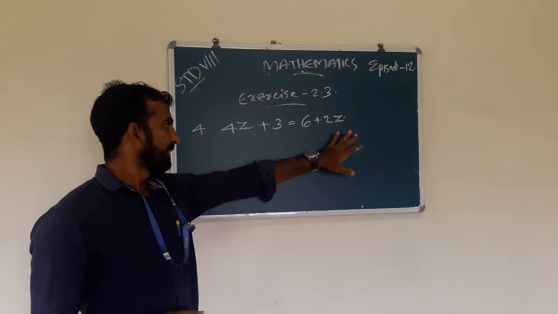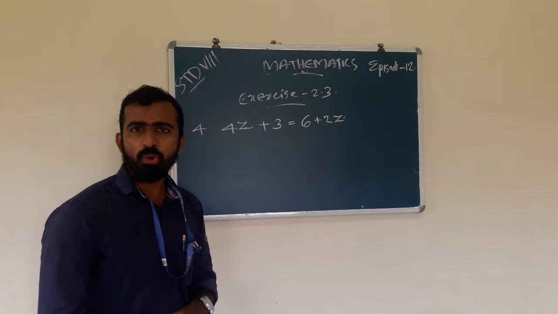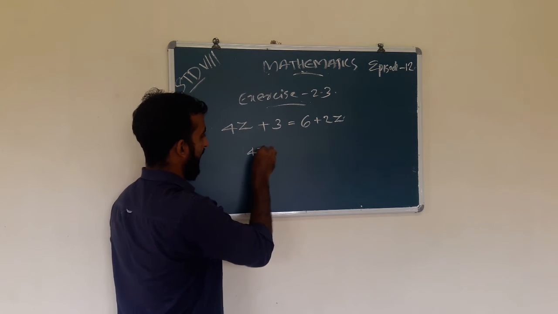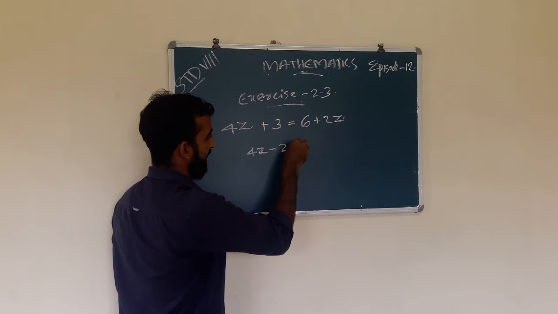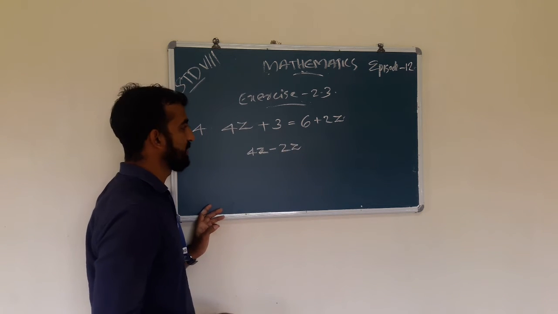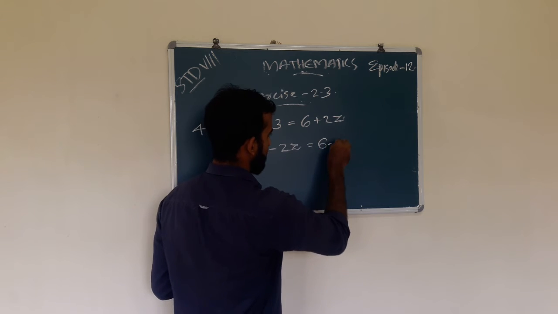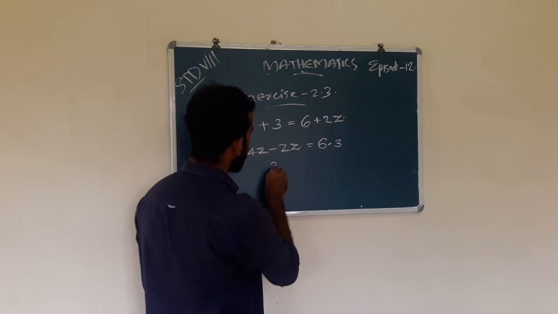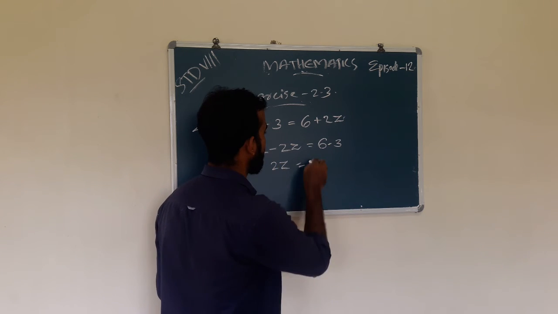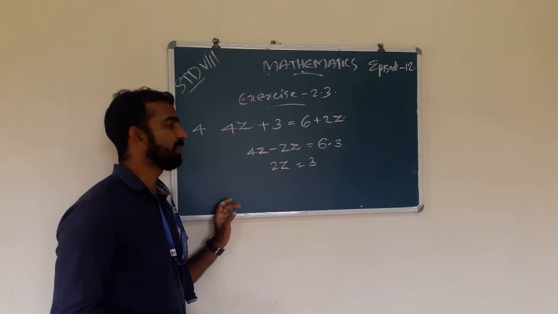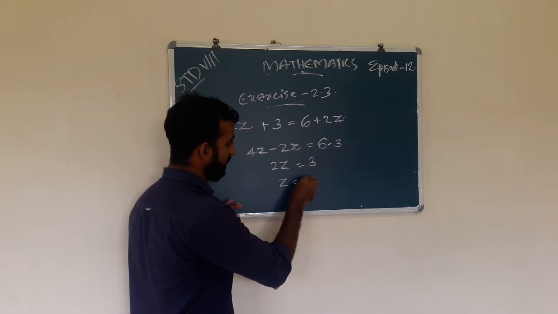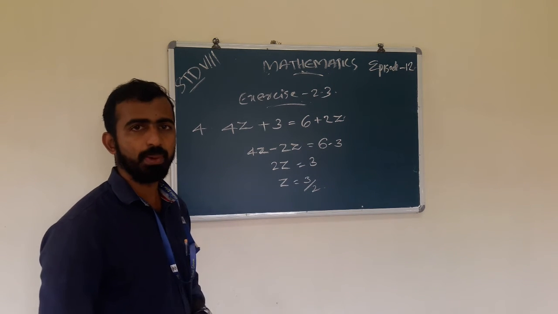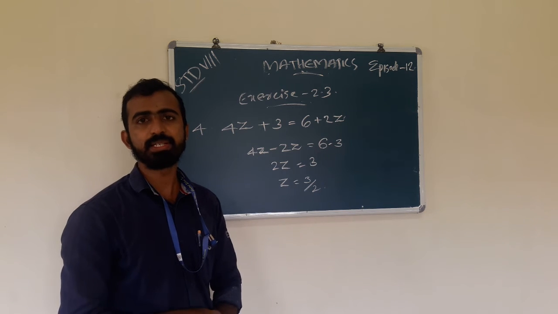When we want to solve z, what is the first step? We move z. That is 4z minus 2z equal to 6 minus 3. And we get 2z equal to 3. That is z equal to 3 by 2. This is the answer.